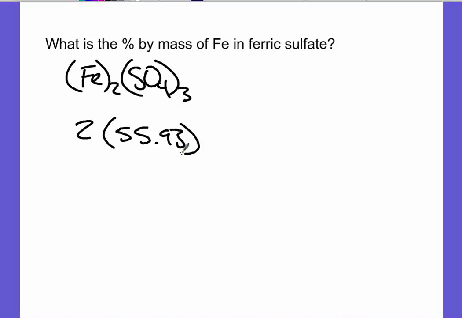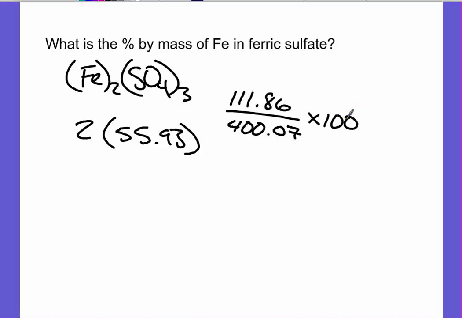First off, what's 2 times 55.93? 111.86. I'm going to divide by what was the total last time? 400 something? 400.07? Okay. So we already did that one once as well, so save some time here. Part divided by total times 100. I should be around 25% again. It's 27. Actually 28. And then be careful here.